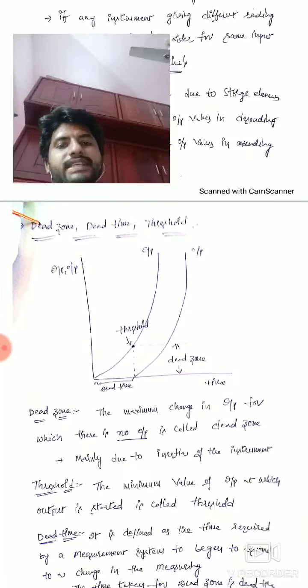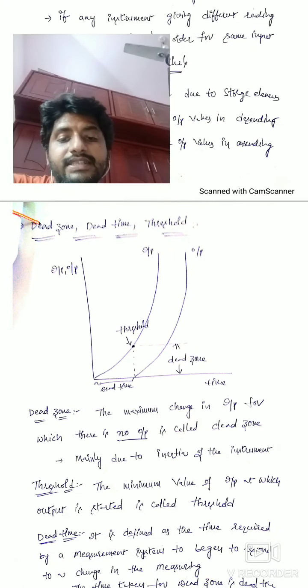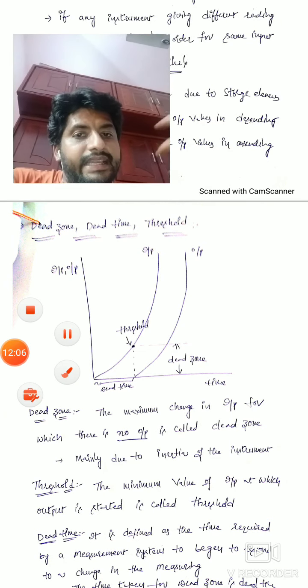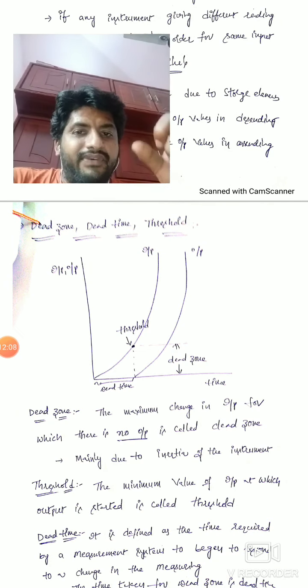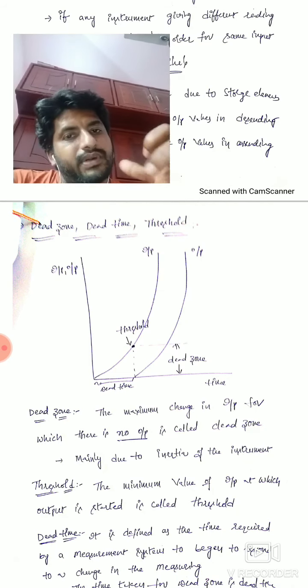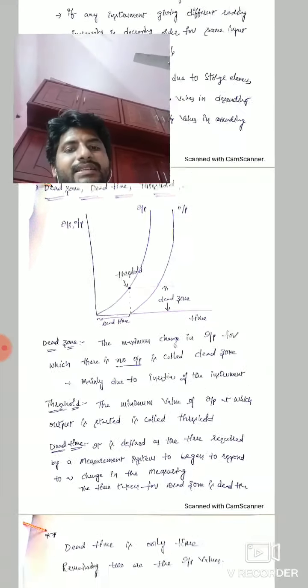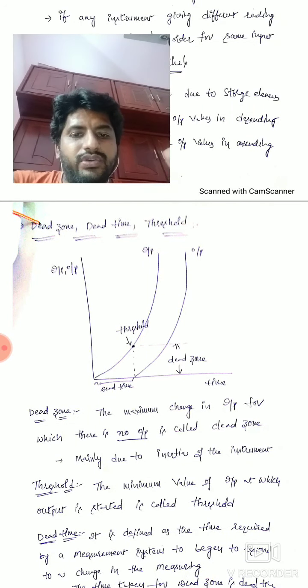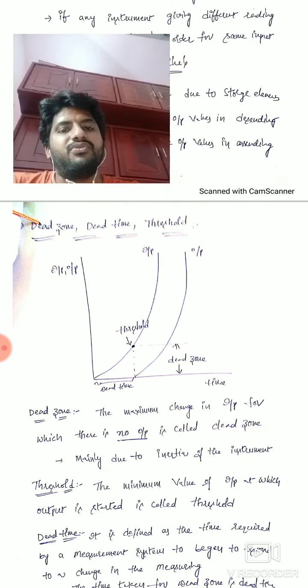Threshold. So what is hysteresis? We completed hysteresis. Hysteresis means for the same input, increasing order and decreasing order, my output is changing. Those types of characteristics we can call hysteresis characteristics. What is dead zone? Dead zone means for the maximum change in input there is no output.